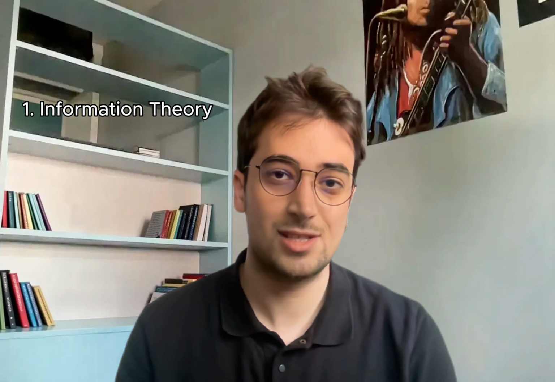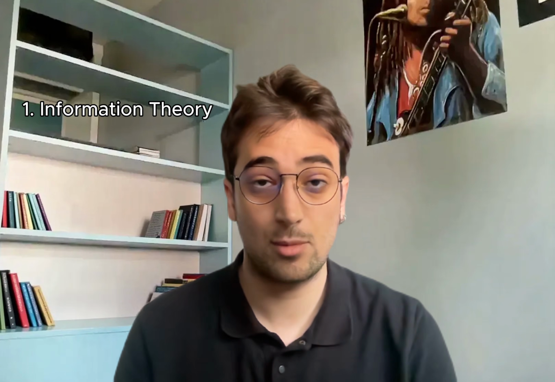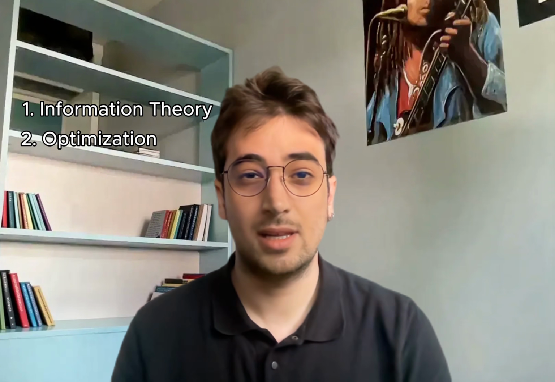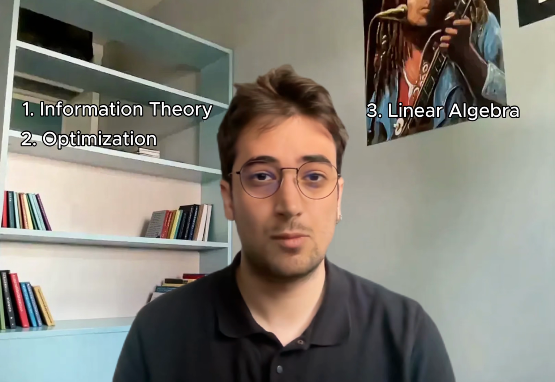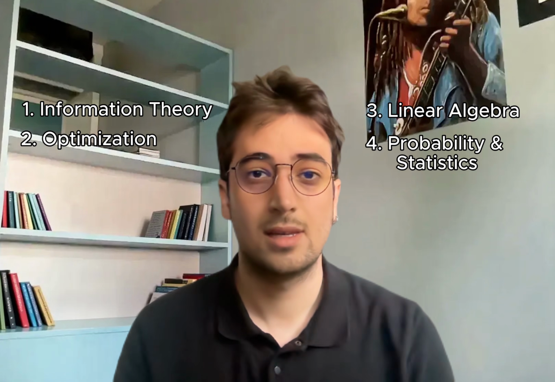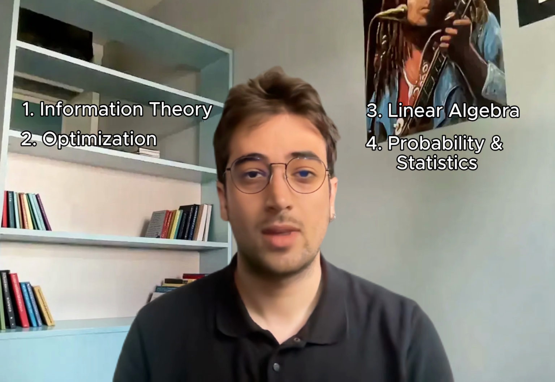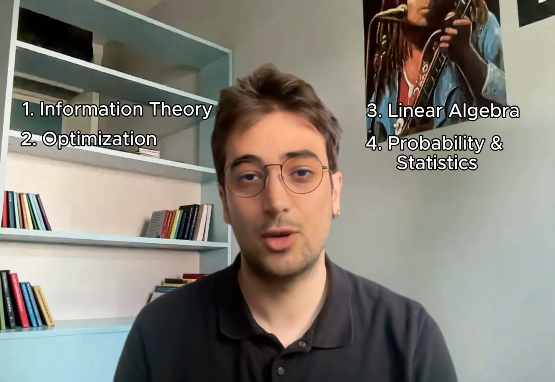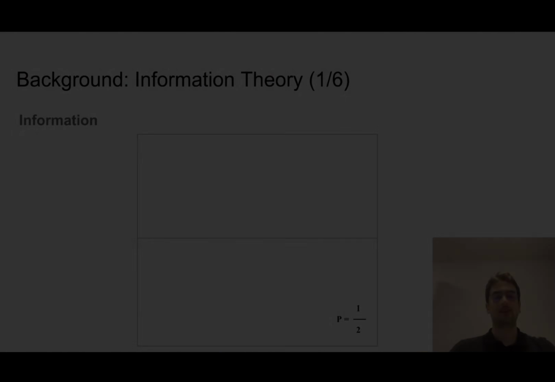The first one, which is this one, will be in information theory, and I will also explain some other overlapping concepts. In the second one, I will explain optimization, and the third one will be in linear algebra, and the fourth one will be in probability and statistics. And at the end of each video, I will try to explain the paper using the information I have given in the video. So yeah, let's start.